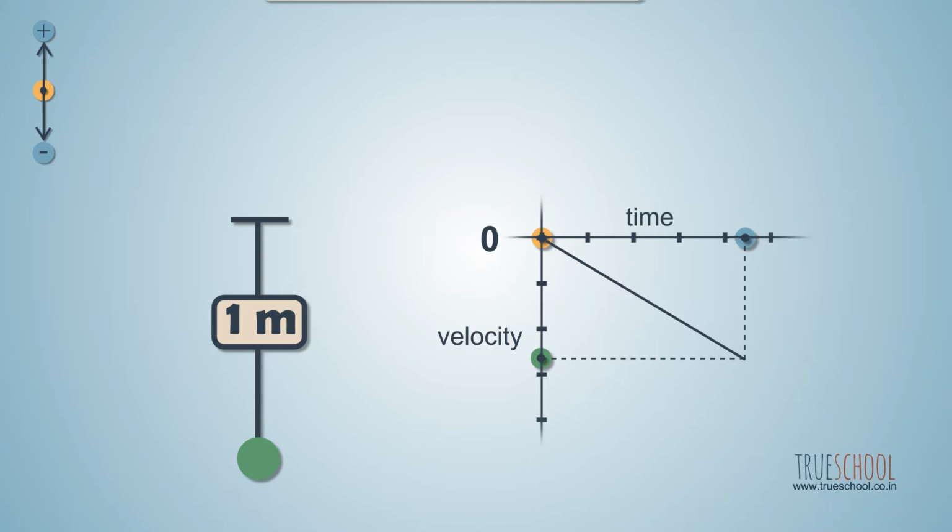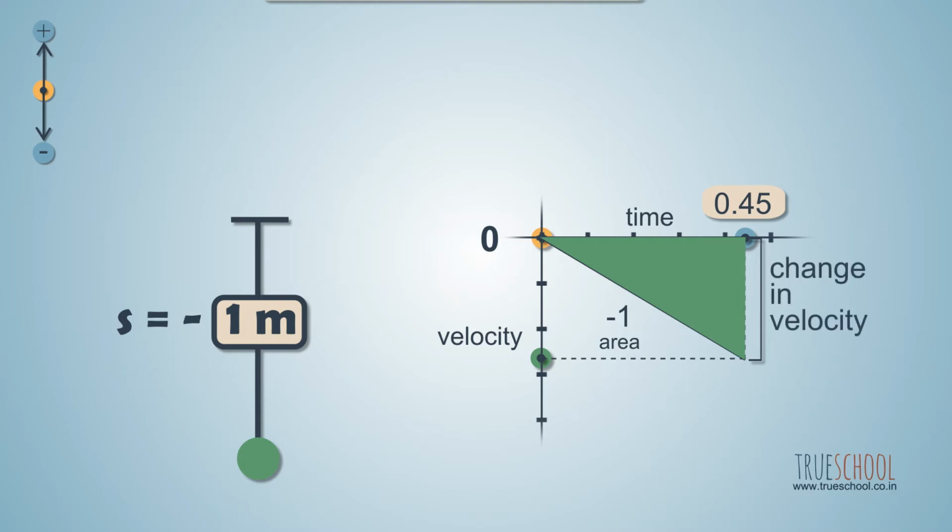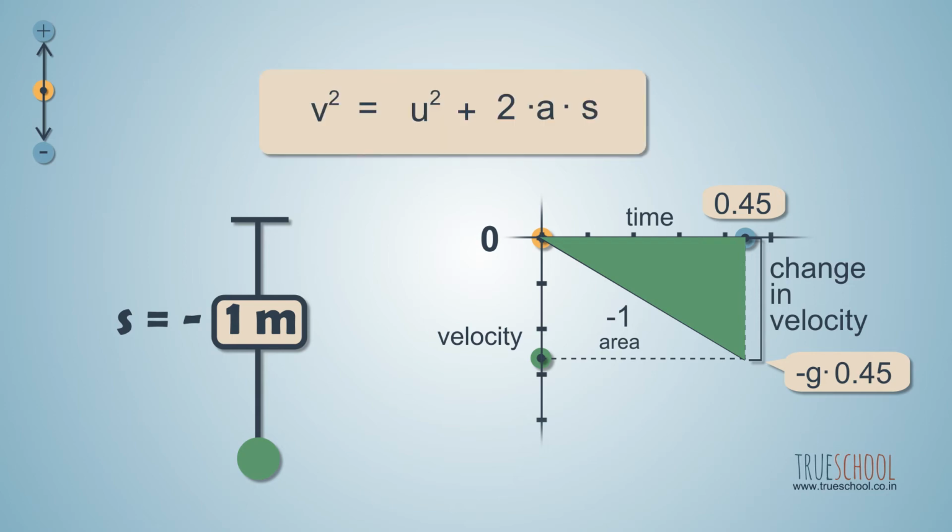Here the displacement is in the downward direction, hence s is -1. The point of time when the area under the curve becomes -1 will be the time when it reaches the ground. Now that we know the time of flight, we can also find the final velocity by multiplying acceleration with time. Tell me, if you directly had to find the final velocity without first finding the time of flight, how would you do it? I'll use this equation. Yeah, it is easy.